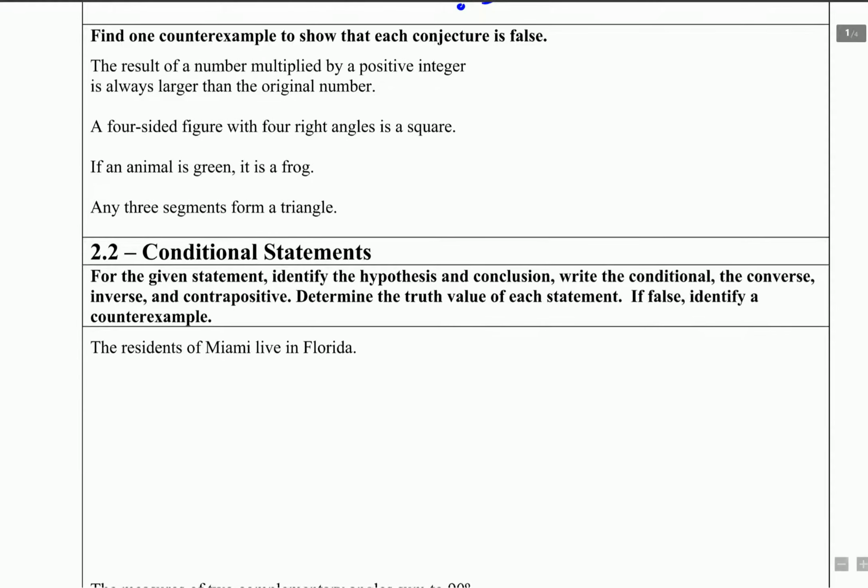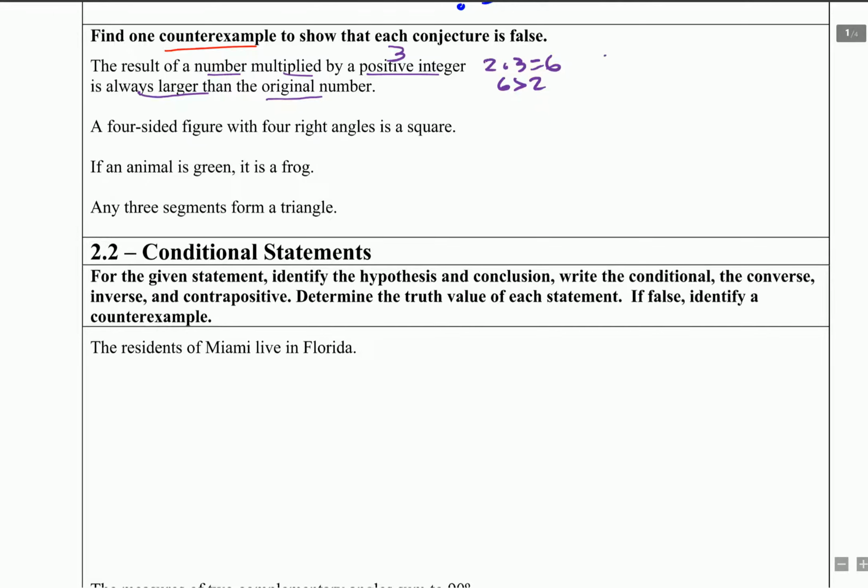Next, we are finding a counterexample to show that each conjecture is false. The result of a number multiplied by a positive integer is always larger than the original number. So we're going to multiply. I am going to choose 3 as my positive integer. And let's see, we could go 2 times 3 is 6. Well, 6 is greater than 2.